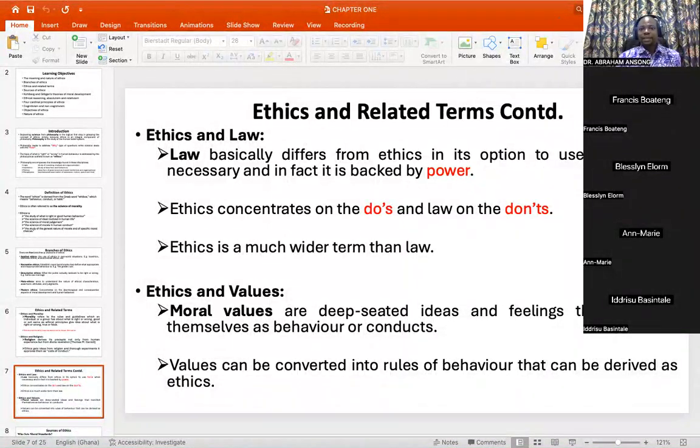Law basically differs from ethics in its option to use force when necessary. In fact, it is backed by power. Normally, when it comes to law, there is some element of force. There are institutions of power that compel you to do that which is right, and if you fail to do that, there are consequences. At the beginning, when I was introducing this course, I said we're learning two aspects. We're learning the ethical aspects, where it is somewhat optional for you to do what is right or wrong. But the second leg, corporate governance, is basically law, where it is almost mandatory for you to do that which is right.